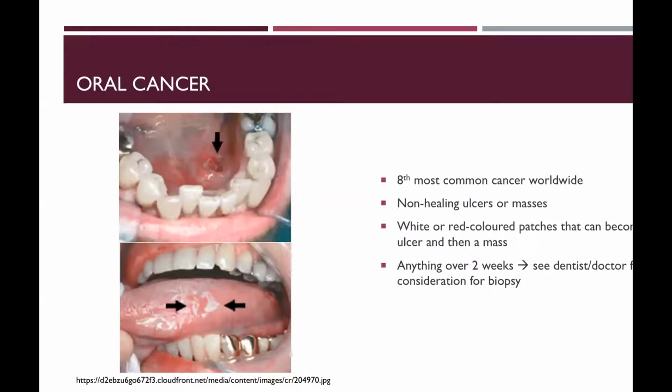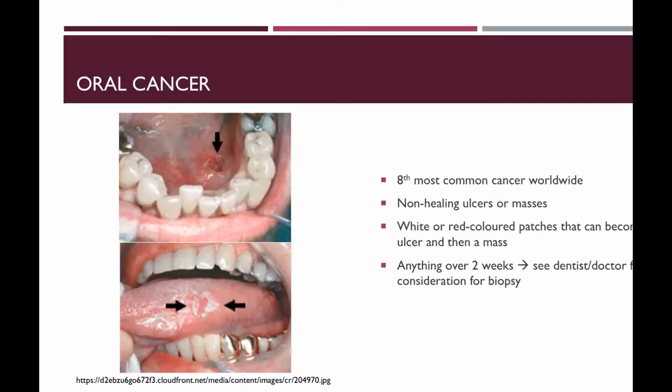Oral cancer is the last thing that I just want people to be aware of, and it's of course far beyond my expertise. But it's the 8th most common cancer worldwide, and it can include all parts of the mouth, from the mouth to the throat. What you want to watch out for are non-healing ulcers or masses. They're commonly treated with surgery, but you'll want to watch for these white or red colored patches, and then they'll develop an ulcer or a mass.